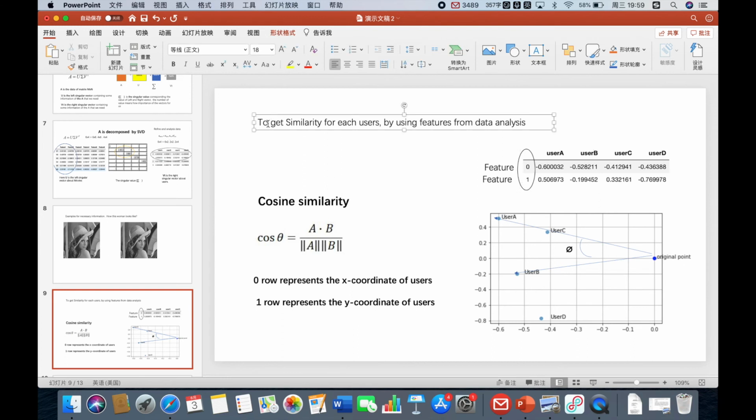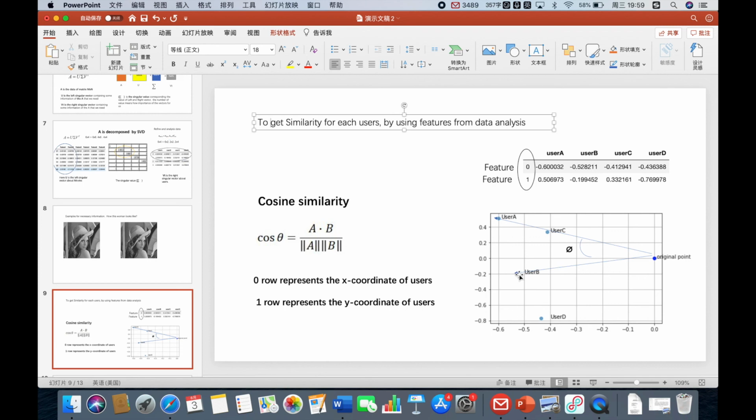Here, we need to get the similarity between users. But how do we get that? We can convert them into a two-dimensional coordinate. Feature zero is the value of x. The x value is negative 0.6, so it's over here. The y is 0.5, so it's over here. That's user A. It's the same for users B, C, and D. So user B is over here.